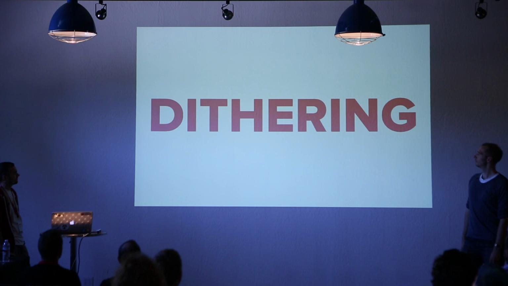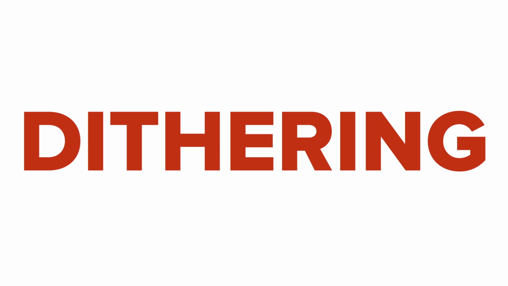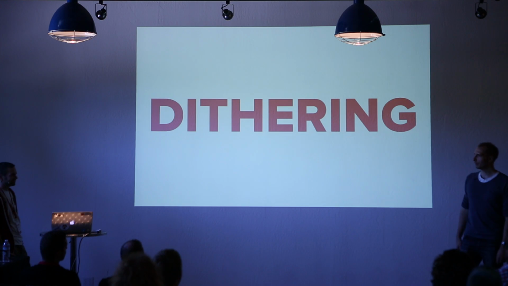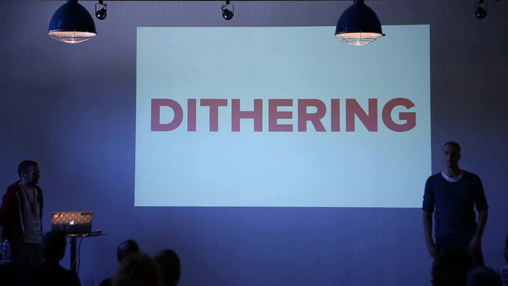And, well, what is dithering anyway? Can anybody explain that? Who has not heard about dithering before? Okay, that's only a few. Who else wants to explain what dithering is? Okay, so the problem we have is we only have limited colors on Pebble, right? We have two of them, black and white. But the real world has plenty of them.